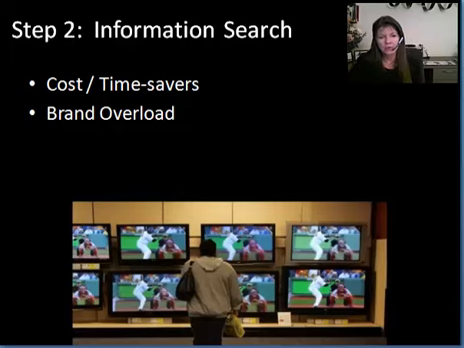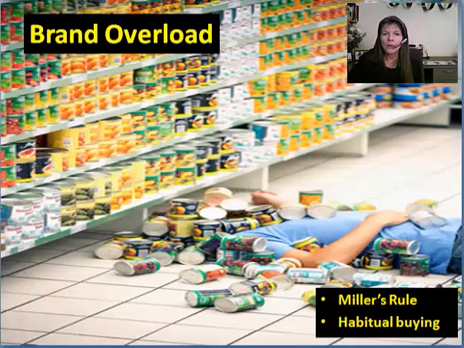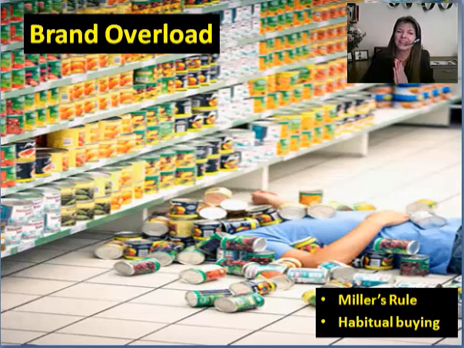But another factor that can affect our information search is brand overload. Okay. Brand overload can be really overwhelming and kind of shut us down, right? Especially in the United States, where we are often faced with too many choices. Okay? And now we come to our next really important researcher, Miller.